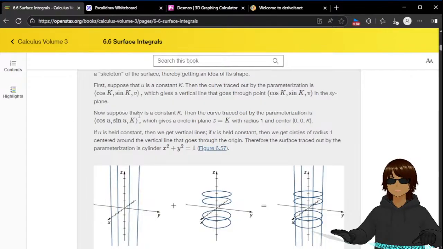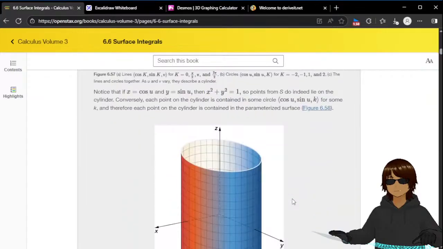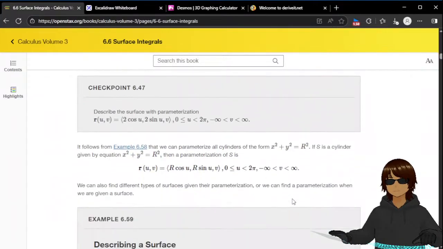Now, suppose that v is a constant k. Then the curve traced out by the parameterization is (sin u, cos u, k). Also, for different constants k, we get this, right? So putting them together, we get this.